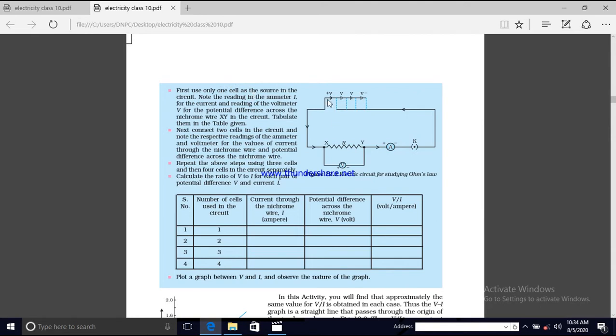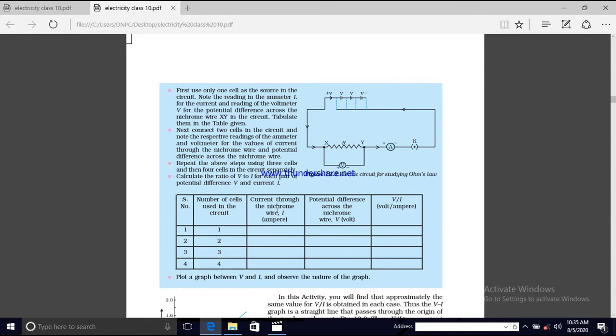Cell or battery is the source of electricity. First we are using only a single cell, and note down the reading in the ammeter. Here, look at this column, number of cells used in the circuit. We are increasing the number of cells used in the circuit by 1, 2, 3, 4, etc., one by one. Here you can see 4 cells are there. We are including these cells one by one consecutively in the circuit.